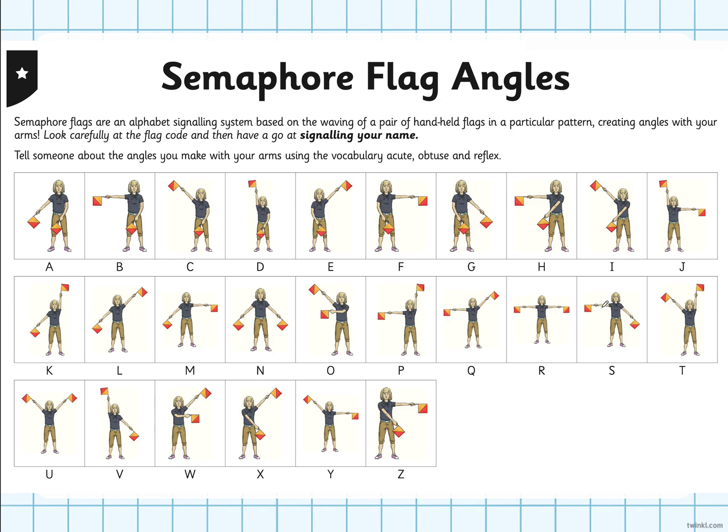Now you can do this for a parent or a family member, and if you can, have them take a picture of you making your angles. You need to either tell your partner whether your arms are making acute angles, obtuse angles, or straight angles, or you need to write it under your pictures.